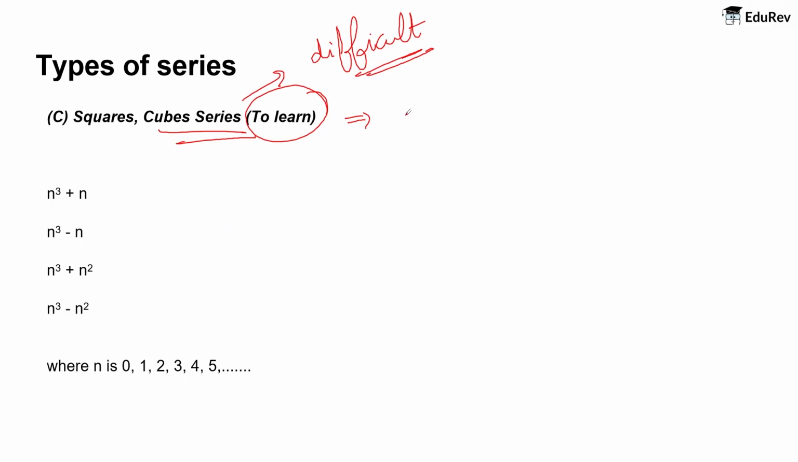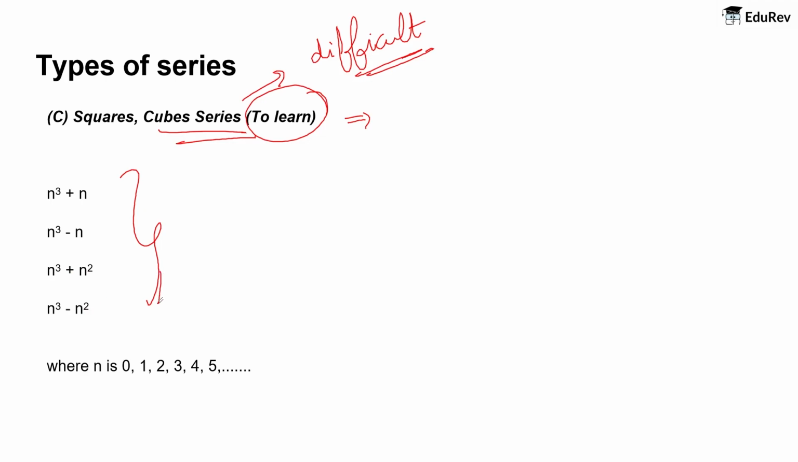Now again, one more thing to learn: special types of series, squares and cube series. They involve arithmetic of squares and cubes: cube plus number, cube minus number, cube plus square, cube minus square. So these are the four basic types: n cube plus n, n cube minus n, n cube plus n square, n cube minus n square.